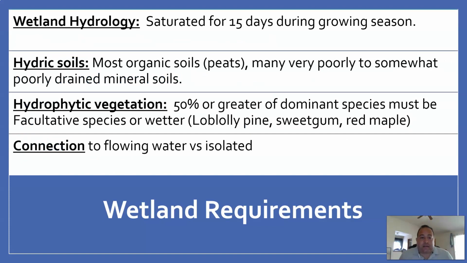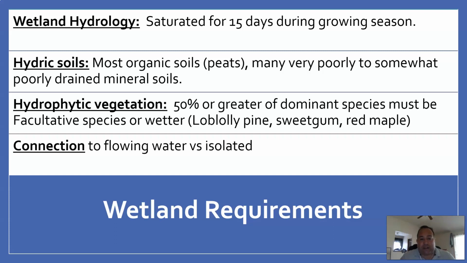So what makes a wetland? You've got to have 3 things, or 4 things, depending on how you ask some people. The 3 things you have to have: first, hydrology, so it has to be wet. It's got to be saturated for at least 15 days during the growing season. That's how they specifically determine it to be a wetland area. Second, you have to have hydric soils, so organic soils like peats. They have to be poorly to somewhat poorly drained mineral soils, meaning that they're going to hold water really well and have a high clay content.